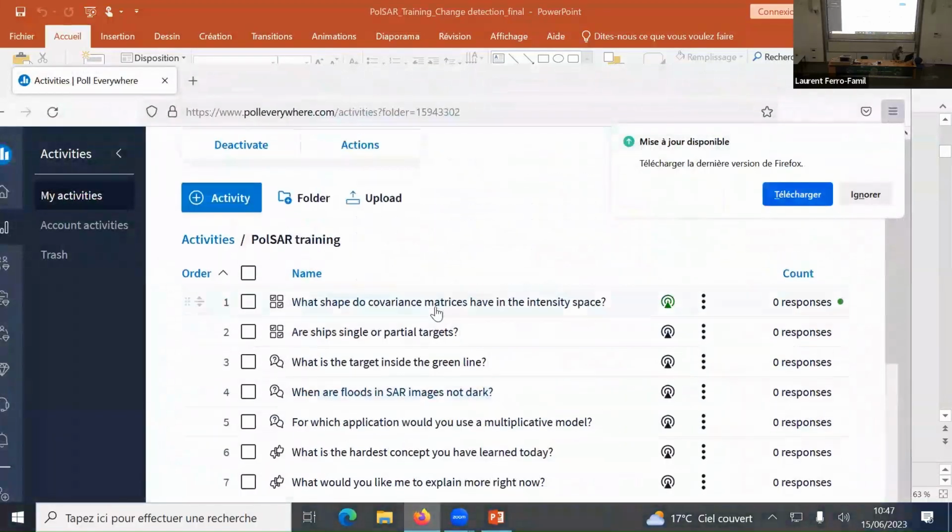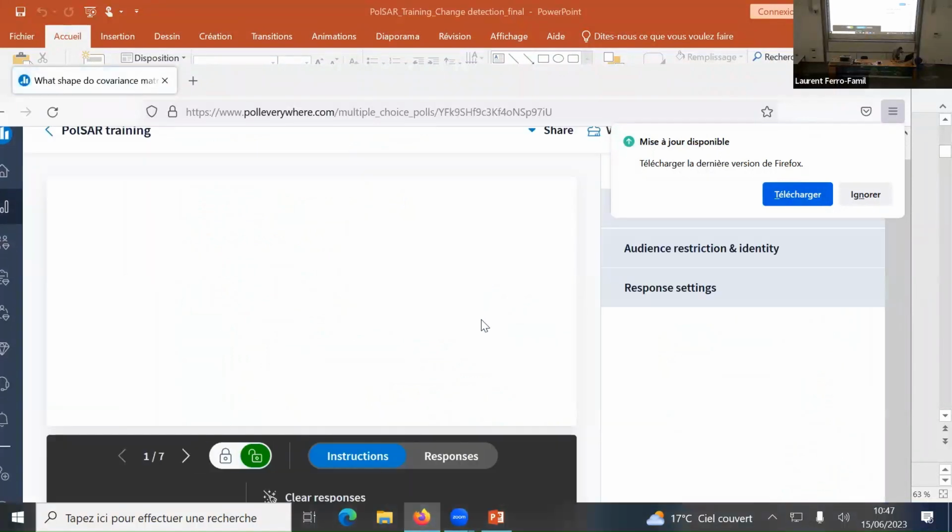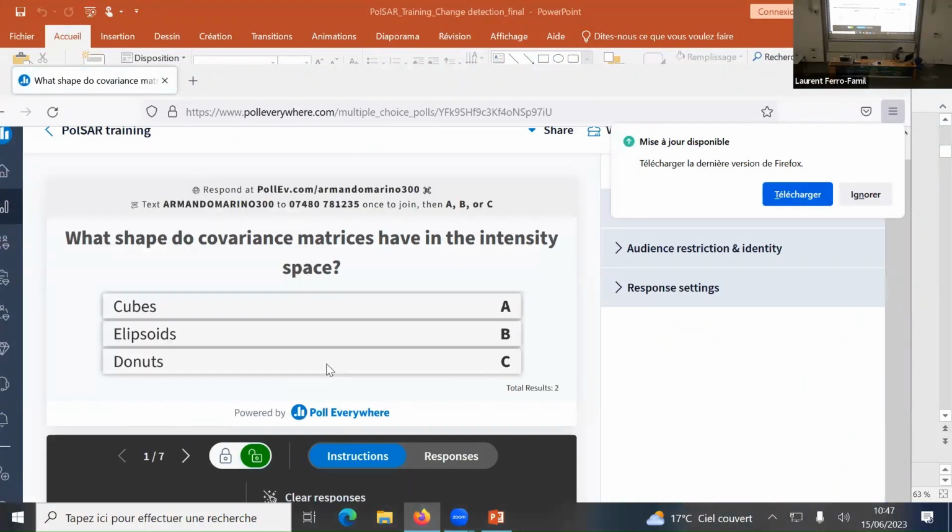So the question you have to answer is, what shape do covariance matrices have in the intensity space? Are they cubes? Are they ellipsoids? Are they donuts?